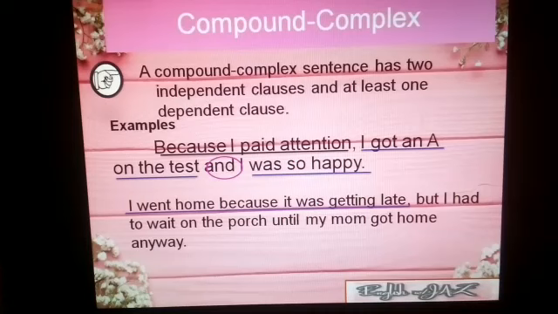I went home because it was getting late is our first independent clause. Our second independent clause is I had to wait on the porch. They were joined by our coordinating conjunction but. So our dependent clause is until my mom got home anyway, which starts with the subordinator until.